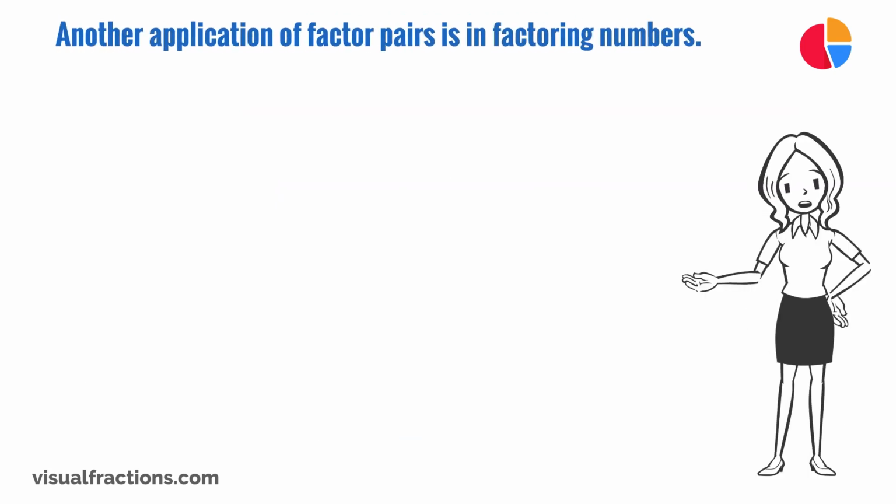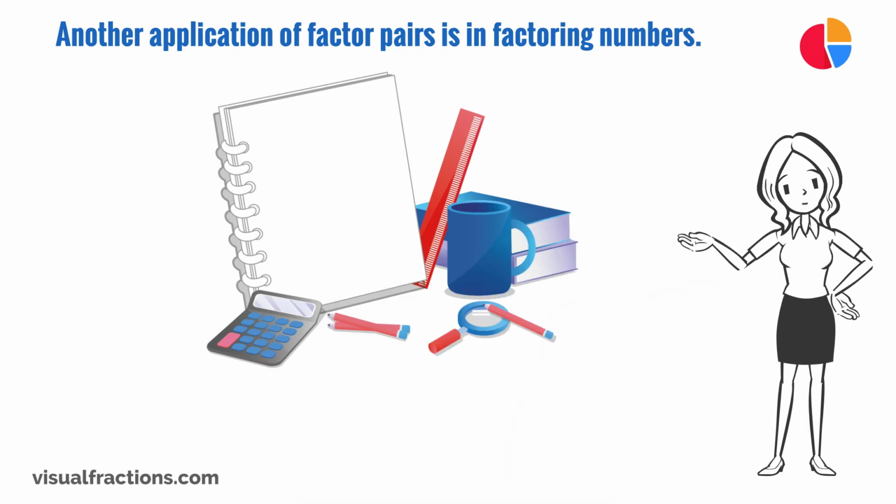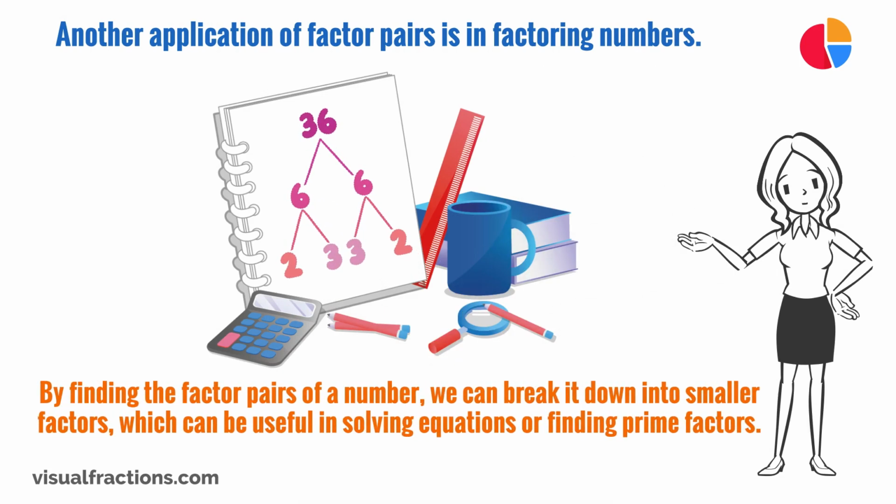Another application of factor pairs is in factoring numbers. By finding the factor pairs of a number, we can break it down into smaller factors, which can be useful in solving equations or finding prime factors.